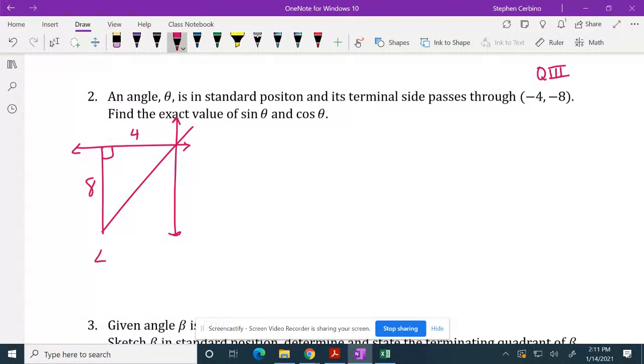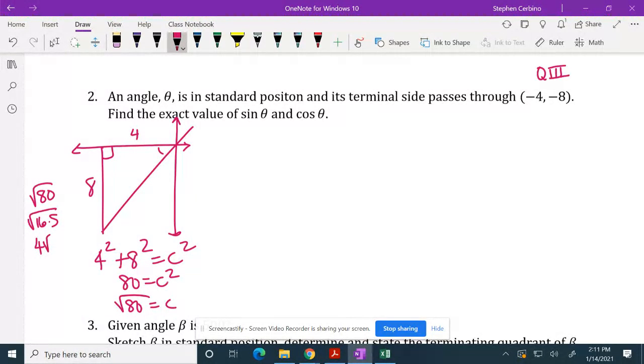Pythagorean theorem, 4 squared plus 8 squared equals c squared. We don't know the hypotenuse this time. So we have 64 and 16, so that's 80. So we have the square root of 80. Now, the square root of 80 can be simplified to 16 and 5. So we have 4 square roots of 5 for my missing side.